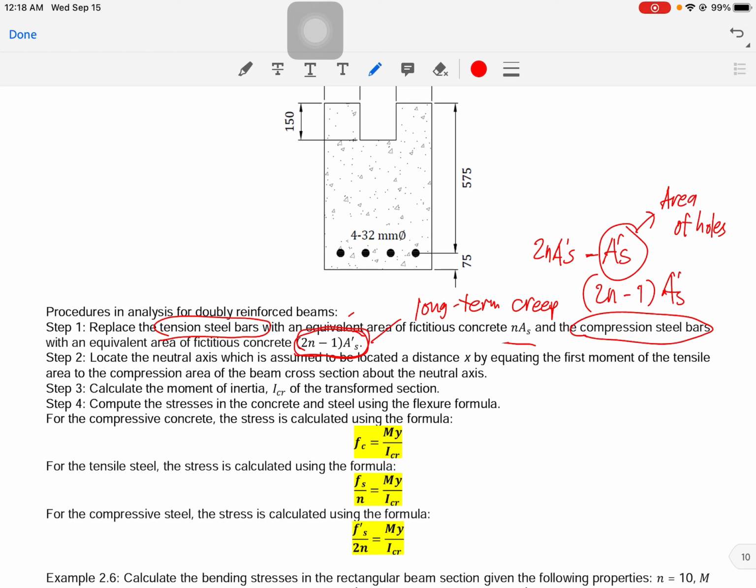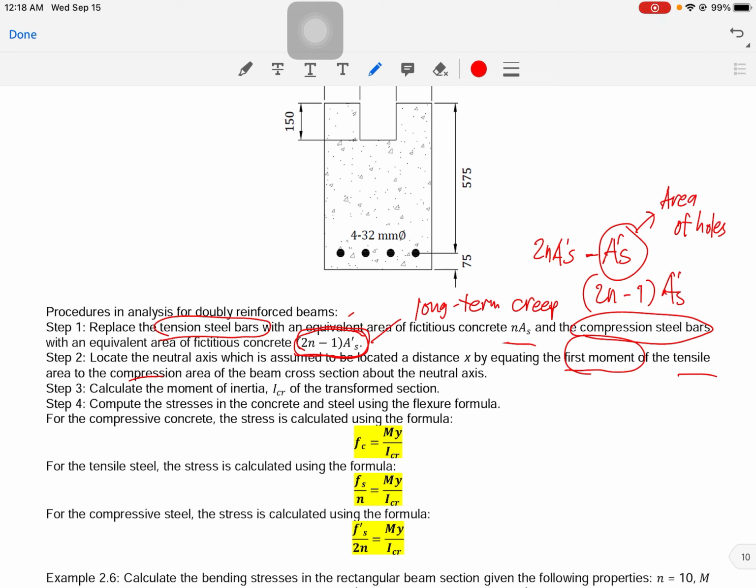For step 2, locate the neutral axis, which is assumed to be located at distance x, by equating the first moment of the tensile area to the compression area of the beam cross section about the neutral axis. I think this is almost the same as the singly reinforced beam. The only difference is that in the compression area, there would be an addition of the compression steel or the fictitious concrete area, which is equal to 2n minus 1 times As prime.